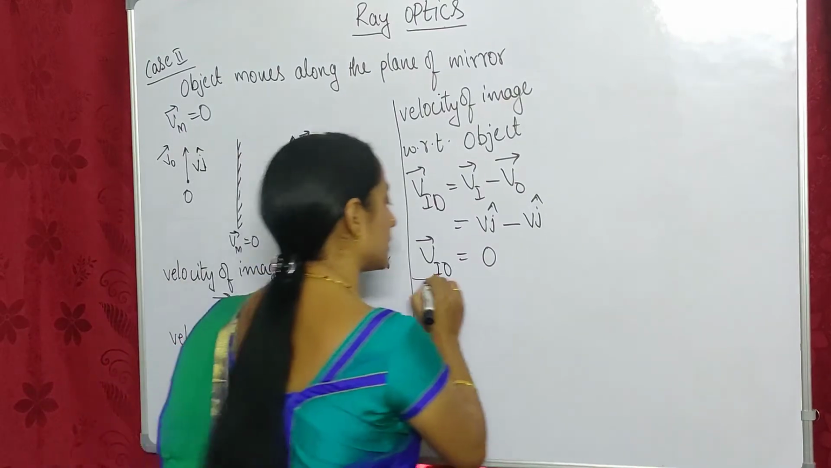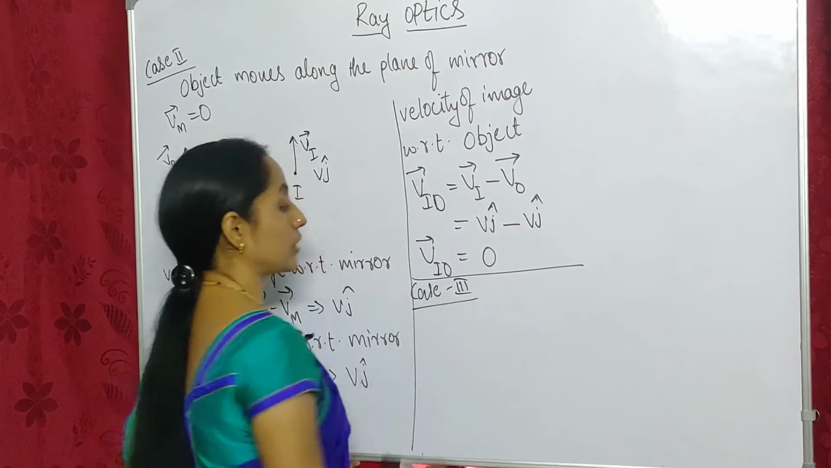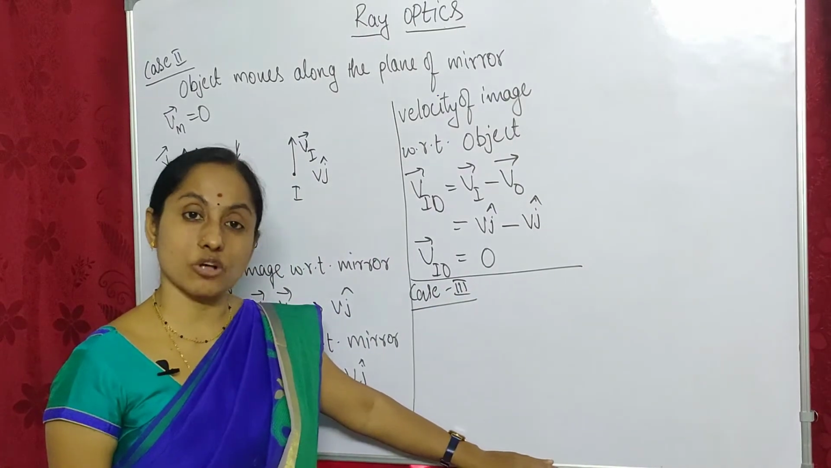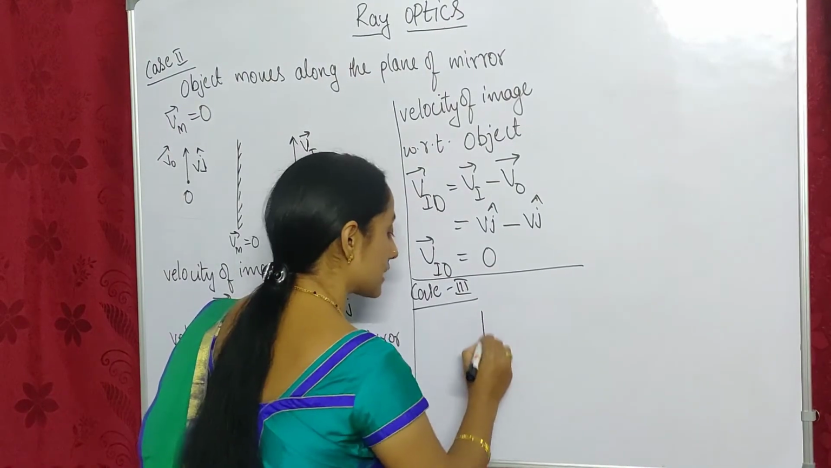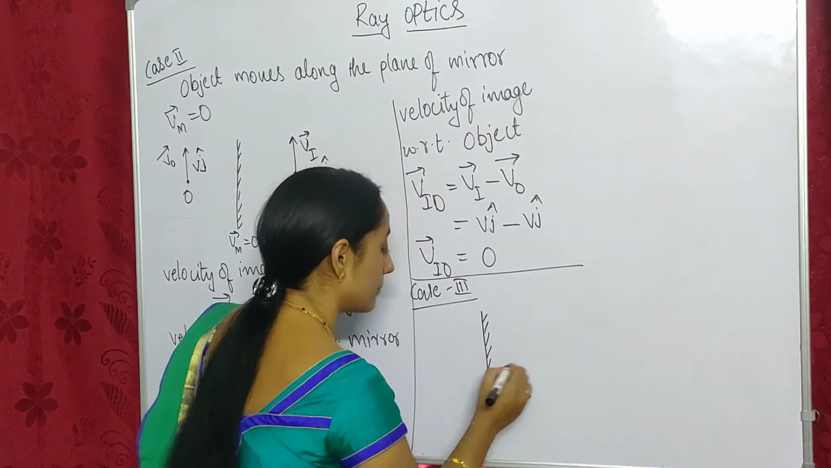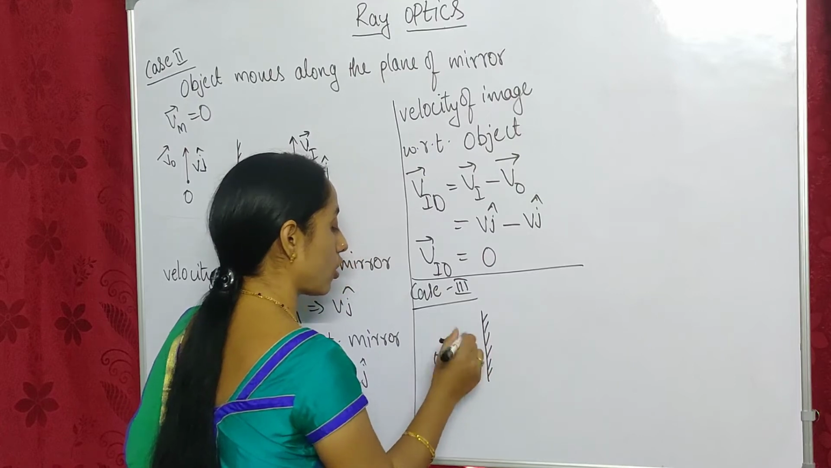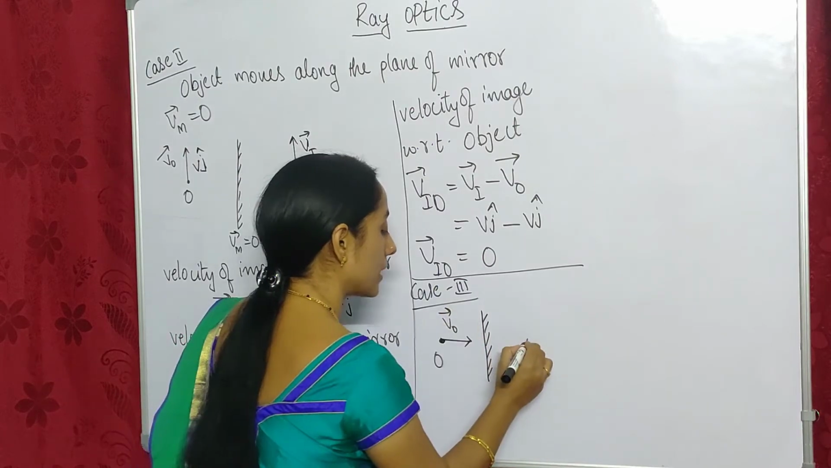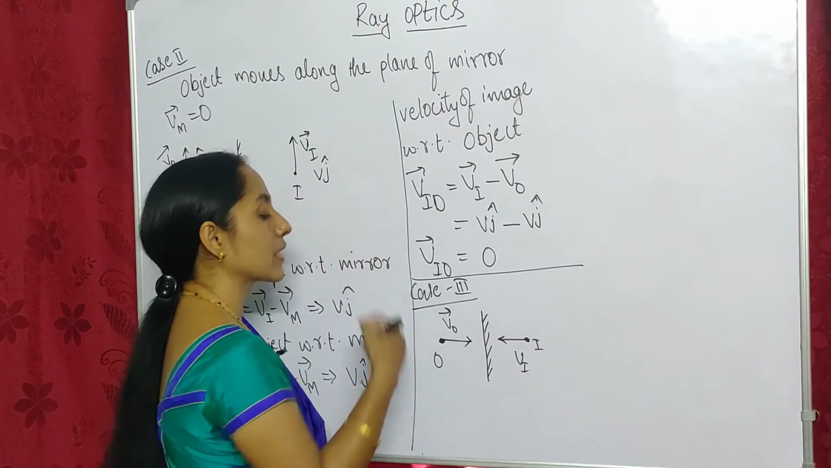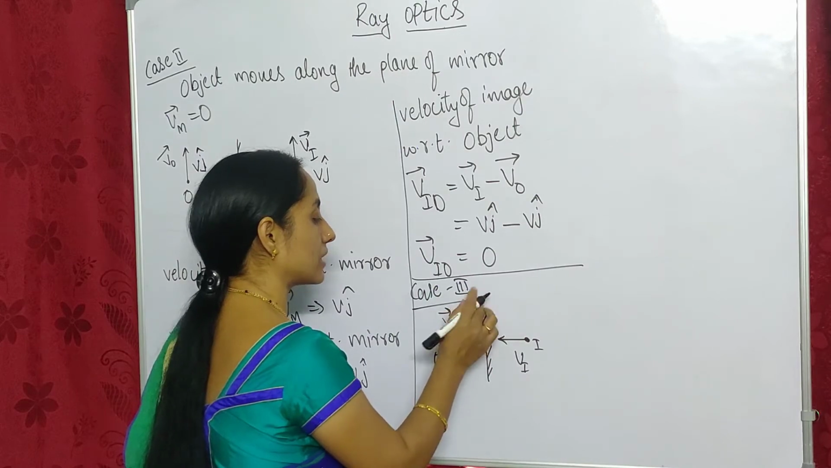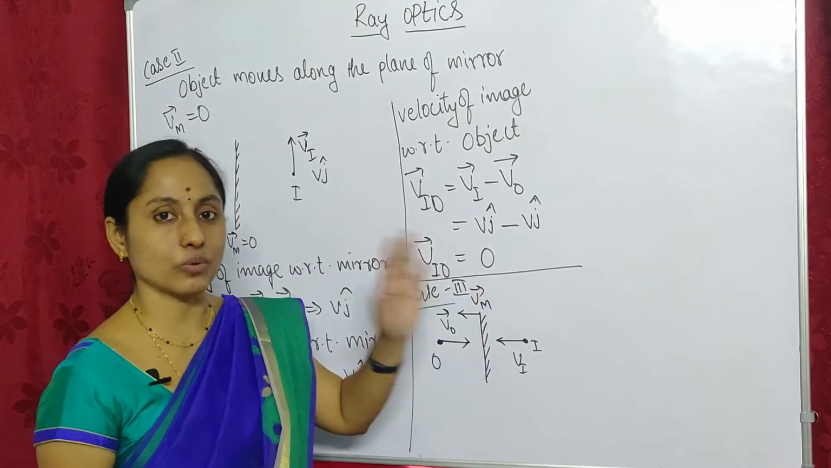Now we'll move on to another case. Next, case 3. In this case, we'll consider that the mirror is also moving. This is the object. Let us consider the object is moving in this direction, then obviously the image moves in this direction. This is the image velocity. Let us consider the mirror is moving in this direction with Vm bar. So here Vm bar is not equal to 0.